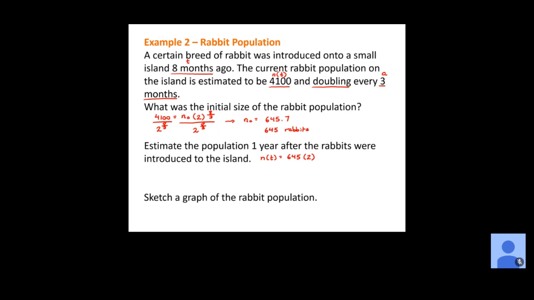Population after 1 year. Well, notice here that our doubling time A is in months. So we've got to think about our T value in months also, which means for this one now, our T value is actually going to be 12 because there's 12 months in 1 year. We need our doubling time and our T value to be in the same units. So we're going to have 12 over 3.